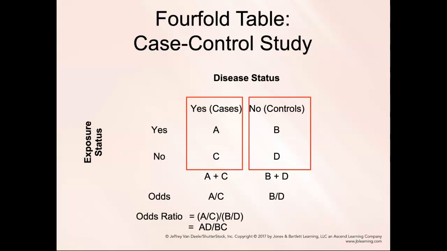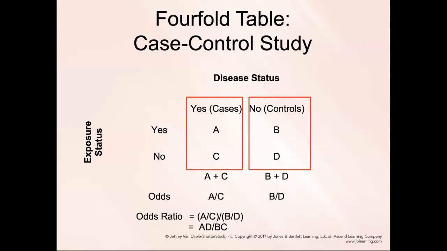So remember, we are comparing cases to controls. So what we're going to do is compare the odds of exposure in cases to the odds of exposure in controls. To calculate the odds of exposure, you're taking the people who are exposed and dividing that by the people who are not exposed. If we start doing this for our cases, it's going to be this A divided by C. That's the odds of exposure in our cases. And then separately, we can calculate the odds of exposure in our controls by taking this B divided by D. So you've got those two fractions.